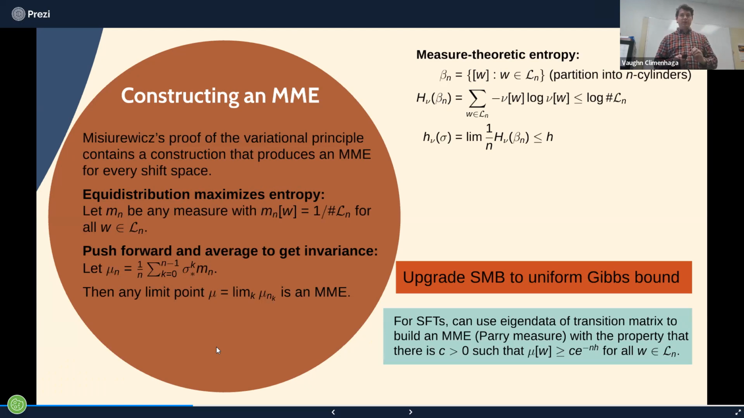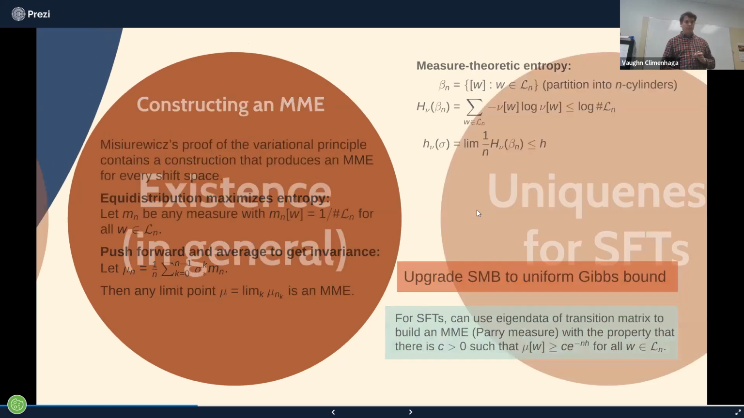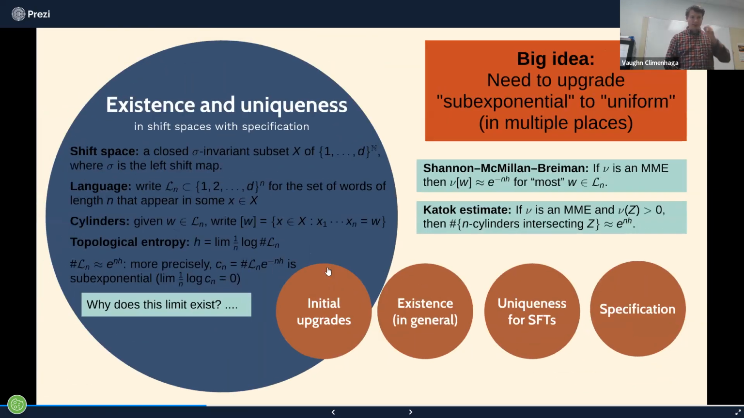So the point of this slide is just that there is a construction of an MME that works in general, and that for mixing subshifts of finite type, you actually get this stronger uniform lower bound, so that you've now managed to upgrade two of the three a priori quantities that I started off with. So there were three things. There was the topological, there was the number of words, there was the Shannon-McMillan-Breiman, and then there was the Katok estimate. We'll come back to that third one.